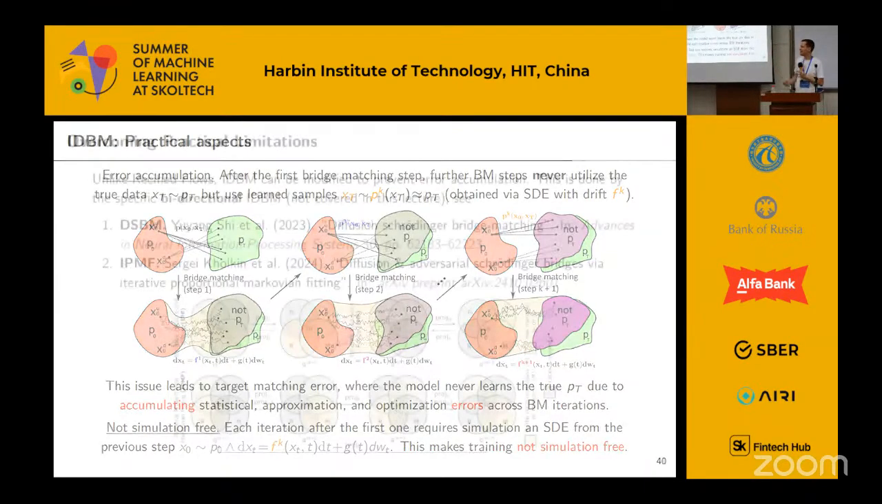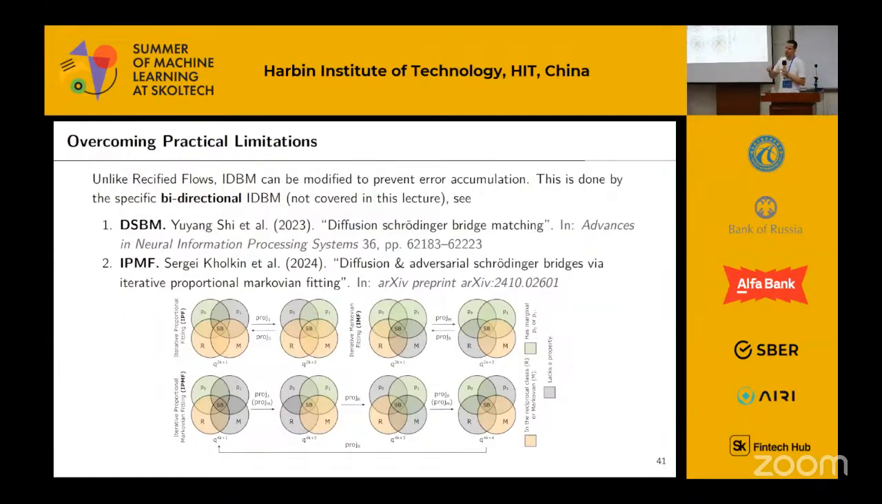But unlike rectified flows, this procedure has a theoretical extension, which is called bidirectional iterative Markovian fitting, or bidirectional iterative diffusion bridge matching, which actually solves all these problems and does not accumulate error, unlike rectified flows. So in the case of diffusion bridges, you can do this procedure in practice for any time horizon and you will not accumulate the error, but you need to make certain modifications. I will not discuss them during the lecture. If you're interested, take a look at these two papers.